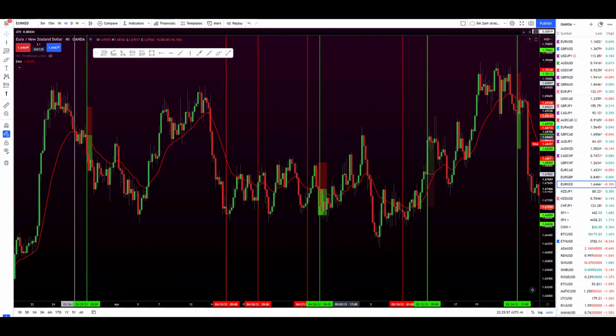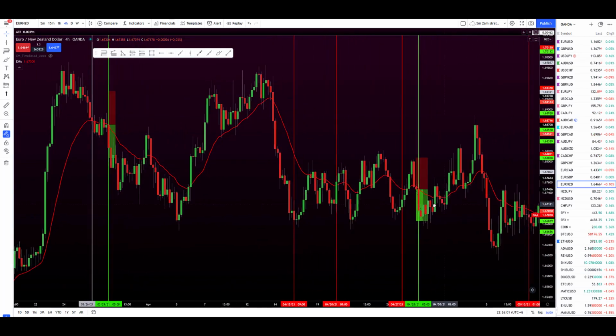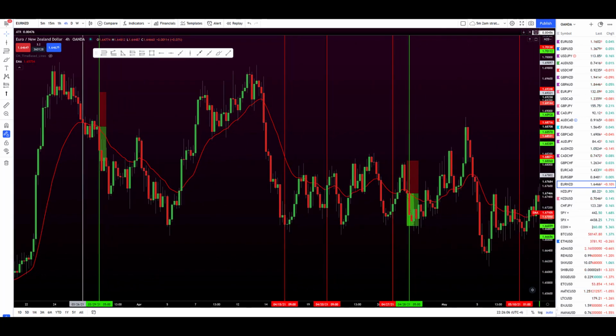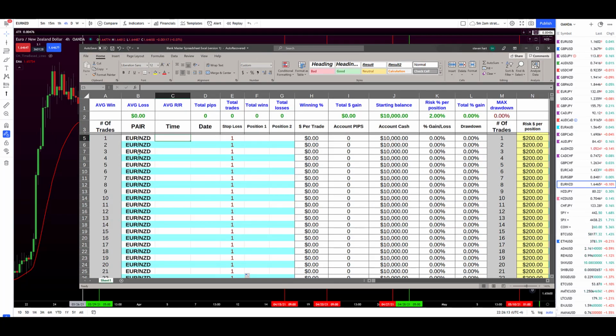So let's go ahead now and push the chart out like we did last time so that I can see all the numbers really easily. That looks good enough for me. Now we're going to grab our spreadsheet. I've already gone through the process of typing in the Euro New Zealand as the pair because that's the pair we're testing, and the stop loss is set to 1 because for every one of these trades, we're doing a 1-to-1 reward to risk ratio.